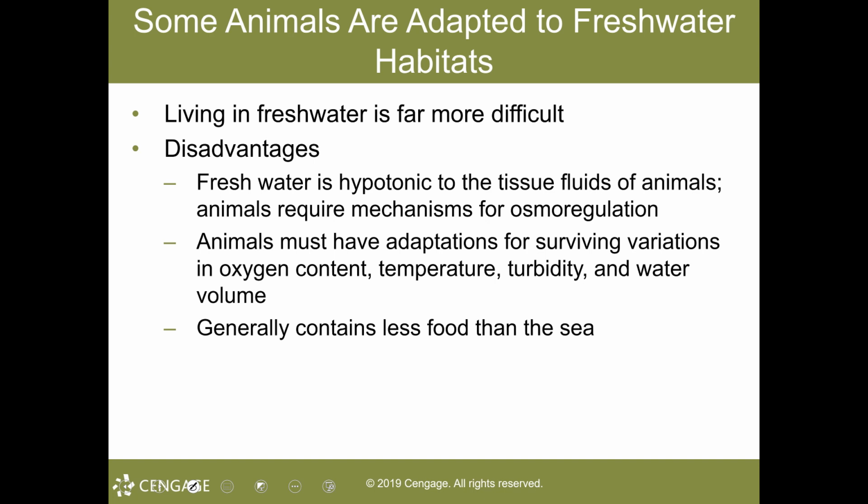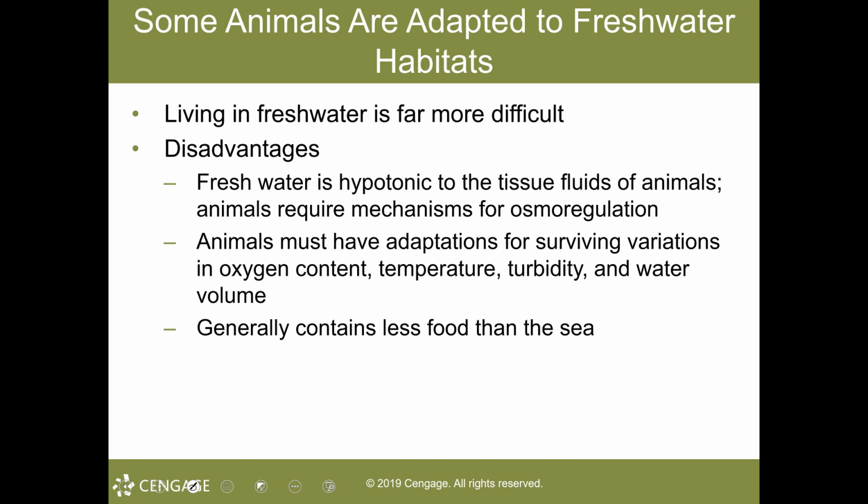So continuing here, freshwater offers a much less constant environment than seawater. So animals that inhabit fresh water must have adaptations for surviving variations in oxygen content, temperature, turbidity, and even the volume of water. And I did say turbidity.